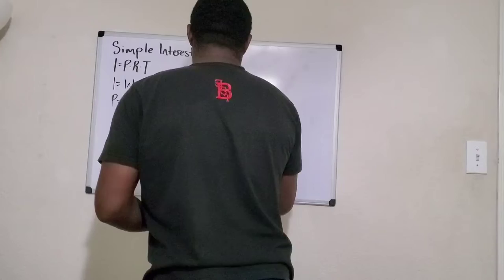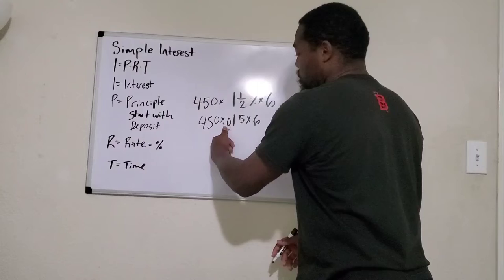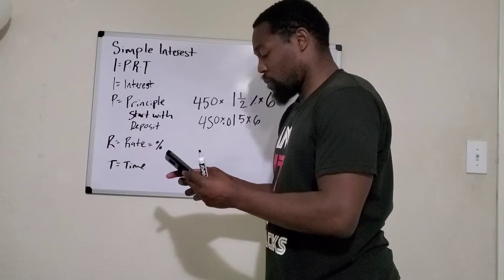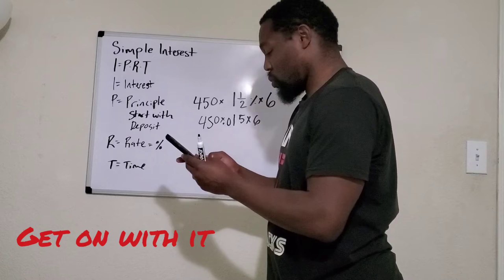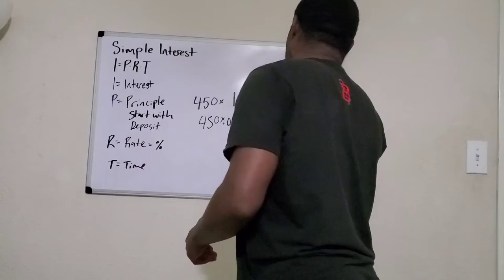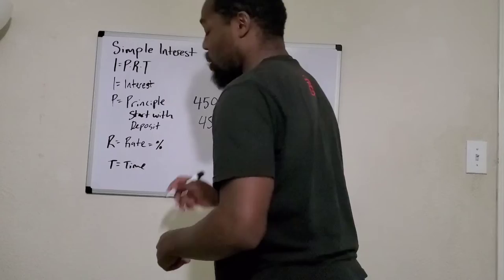So I'm going to show you it here, and now I'm just going to erase this stuff right here for you. And again, I'm going to grab my phone and just type it in. Let's just type it in and see what we get. So our interest is $40.50, but it does not ask us for the interest. We're looking for our balance.